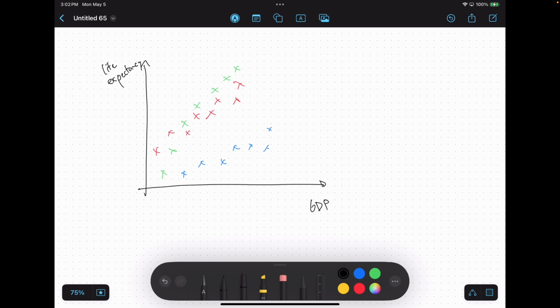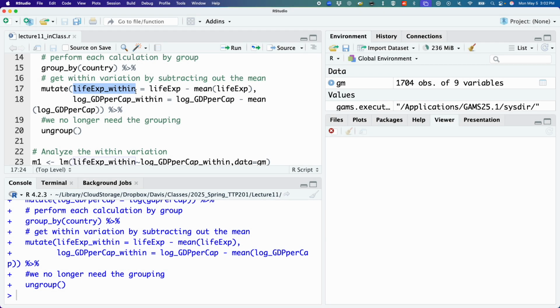And so each color represents a different country. Then you might see some kind of fit that looks like this, but in fact, the actual trend might differ between countries due to other factors besides the sort of economics. And so we would want to control for those to extract the specific trend. And so that's what this particular example is looking at.